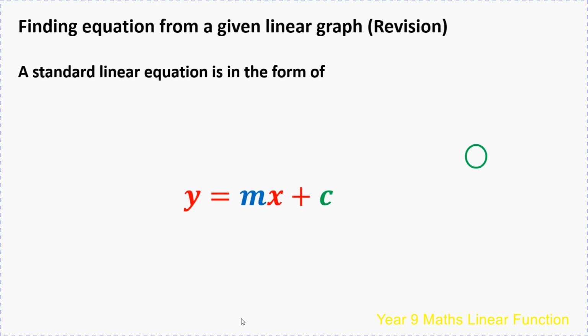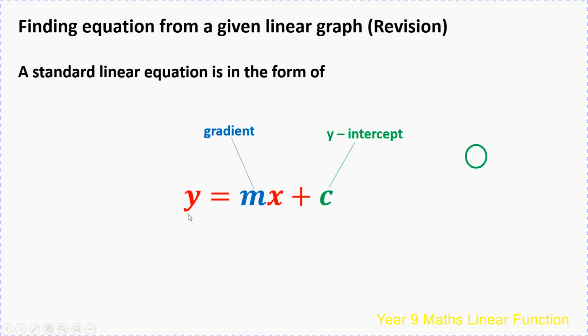I use different colors for different letters because they have different meanings. First of all, let's think about what the meaning of that m is. We've been using it since the first week this term, right? That m means slope or gradient. And that green letter c is the y-intercept. Please copy that onto your handouts.